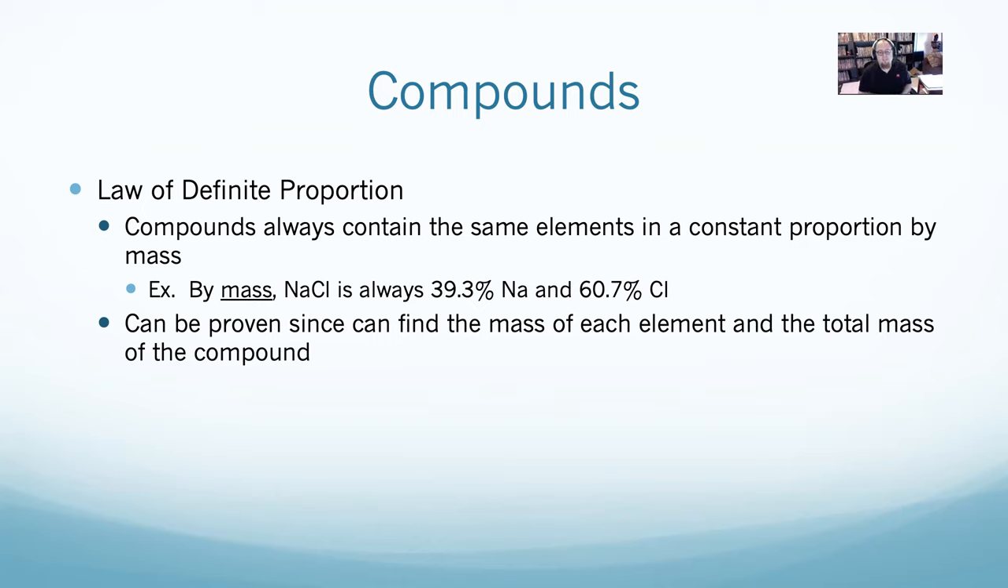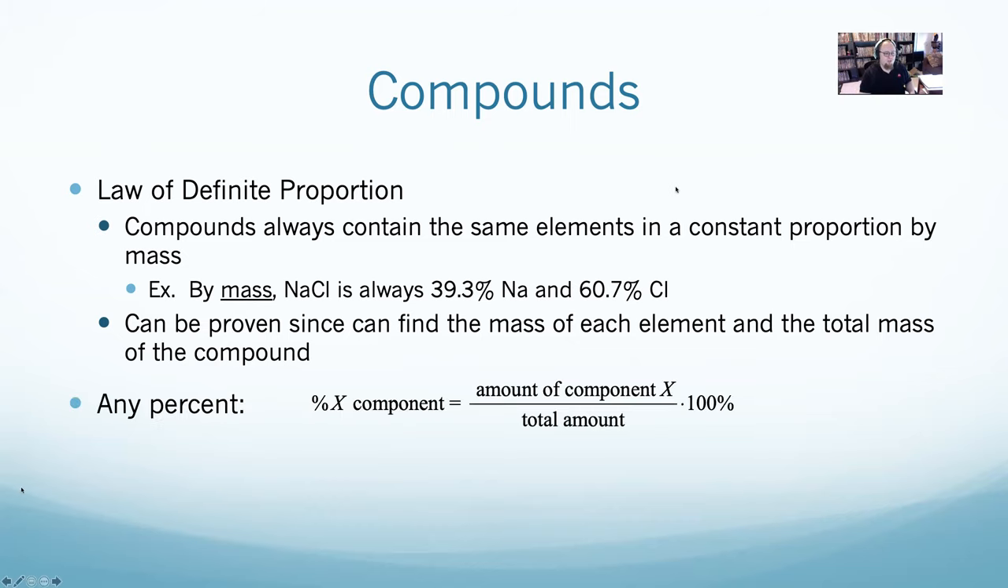The reason we can do that or know that is because a percentage, any percentage, is just a part over a whole. For any type of percent, you want to say what percent of something is another thing? It's the amount of a component over the total amount times 100 to convert it to a percentage. In any compound, we can say what percentage by mass is made up of each part. I mean, sodium chloride, if you go by atoms, each sodium chloride molecule is half sodium, half chlorine. But by mass, it is 39.3% sodium, 60.7% chlorine.